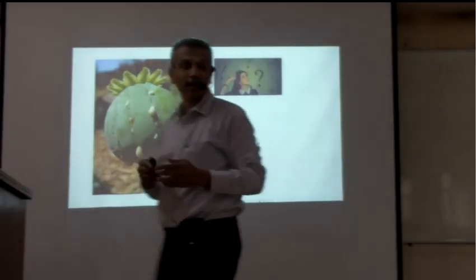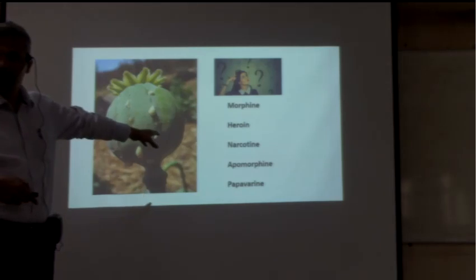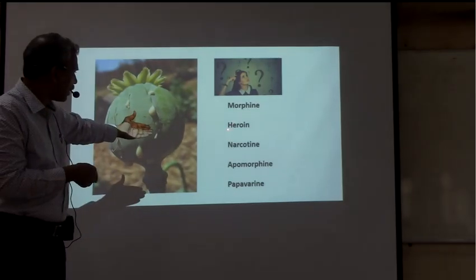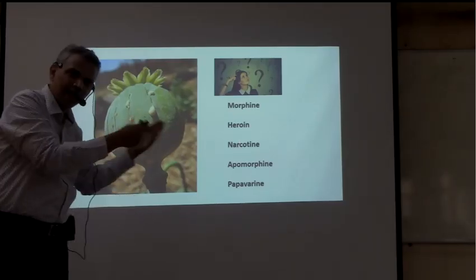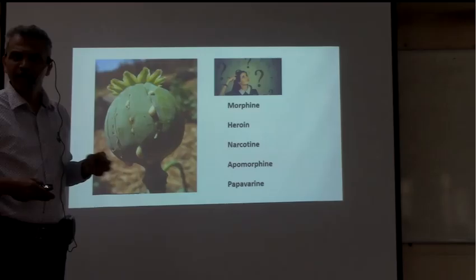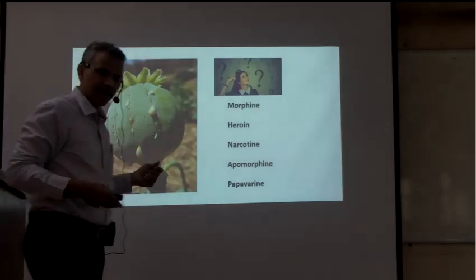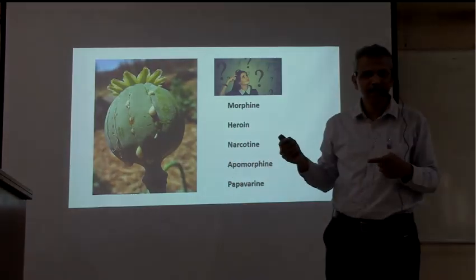Okay, for example, I just gave you a few very important ones. Morphine, which is used by our allopathic friends, morphine, heroin, narcotine, apomorphine, papaverine, and there are many more. I have just given you a small introduction. And as per CBDC, this information is nice to know.